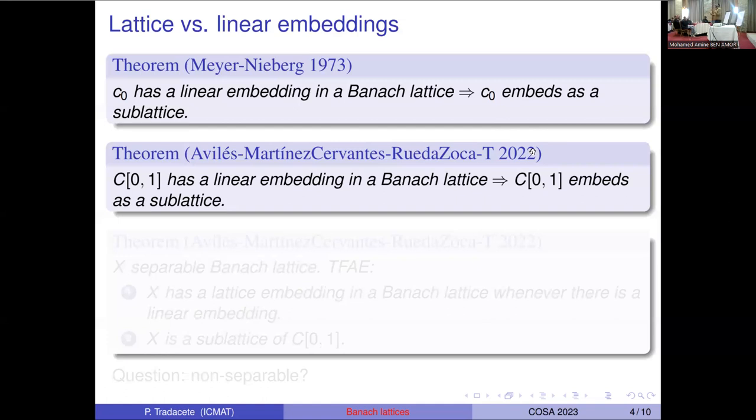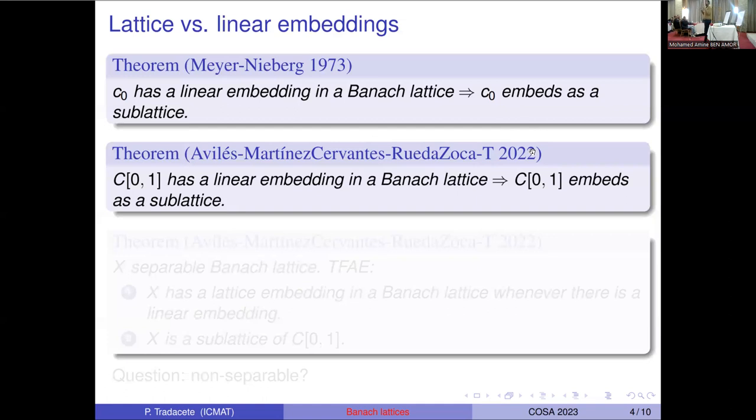Then this forces this lattice to be an AM space, right? Because every Banach space embeds in the space of continuous functions over the dual unit ball linearly and isometrically. So if I have this property that every time I have a linear embedding, I get a lattice embedding, then my Banach lattice can be embedded as a sublattice of the space of continuous functions.